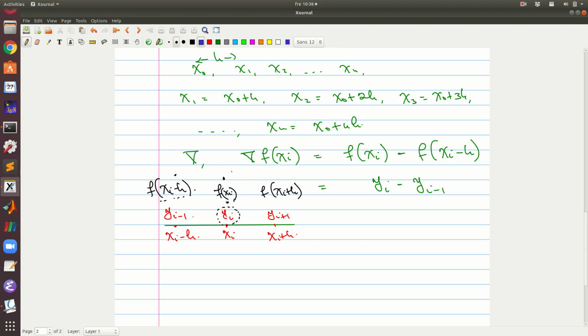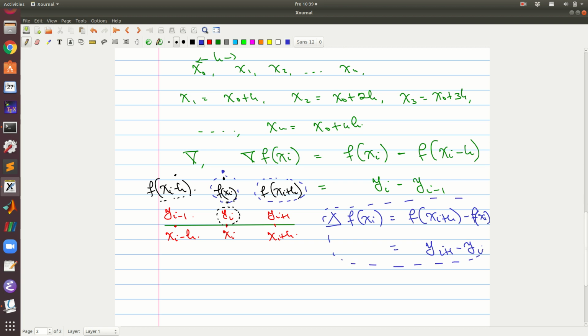Remember last time we said that for the forward difference operator at the same point here, it is going to be given by f of xi plus h minus f of xi. Just as a reminder for those of you who may have forgotten, we are going to write the forward difference operator, that is delta f of xi is f of xi plus h minus f of xi, which we said is the same as yi plus 1 minus yi. This was just a simple reminder.